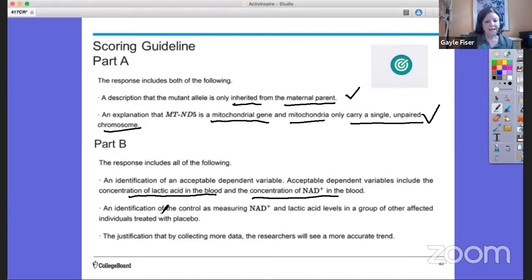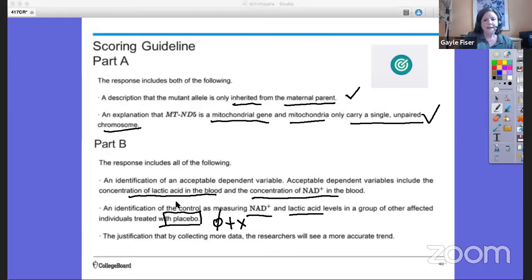And then identification of the control as measuring NAD+ and lactic acid in a group of other affected individuals treated with a placebo. What's a placebo? A placebo means they're not getting the treatment. I wouldn't have thought of saying that. I didn't read enough into that question, so I'm not sure if I would have gained that point with all my control talk, but maybe so.